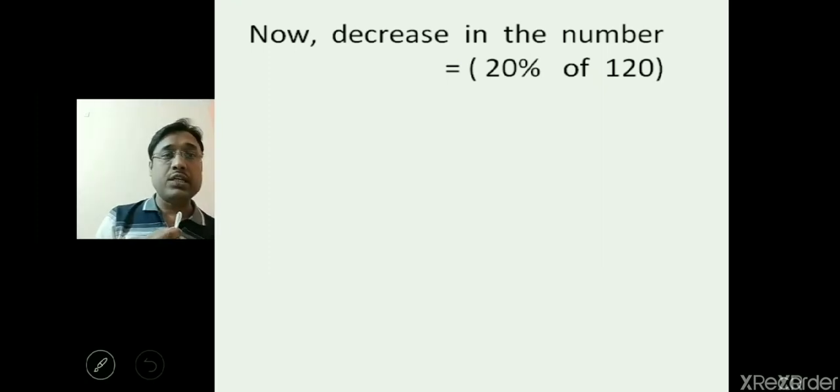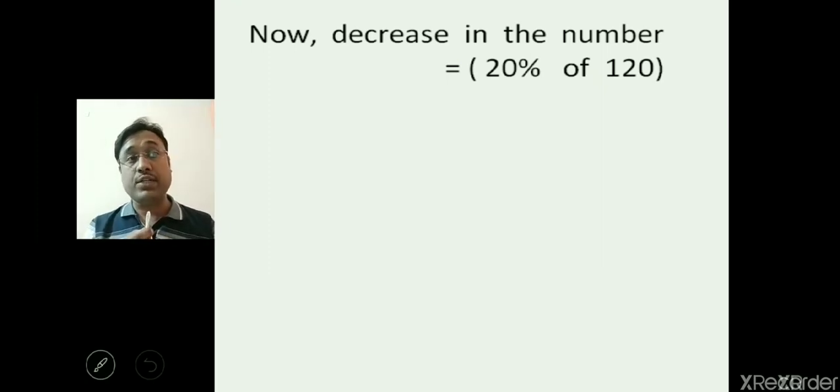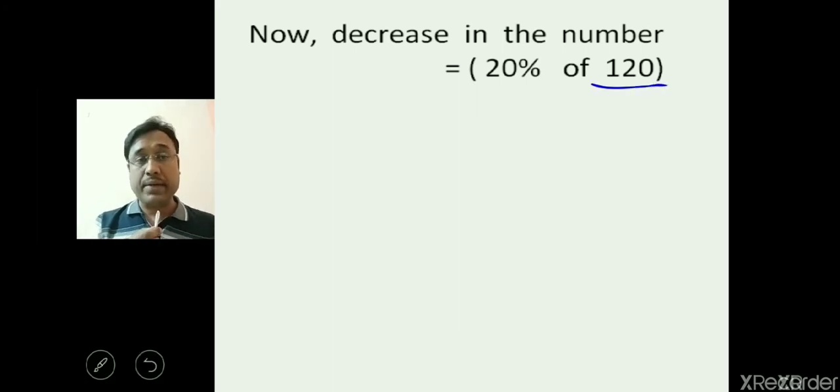Now the decrease in the number is 20% of the present value. The present value of the number is 120 now, because the number is increased by 20, so now its value is 120.